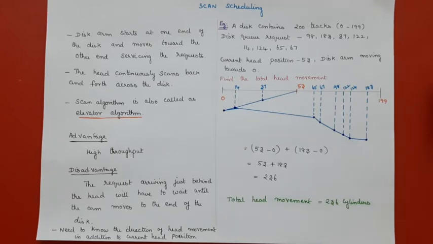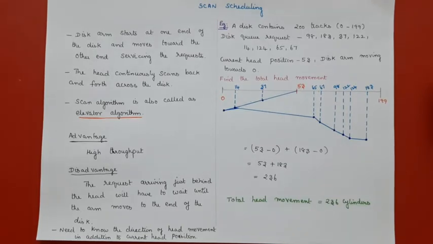We will see one example, and we will come to know how SCAN scheduling works. Let us take an example. I have a disk that contains 200 tracks, ranging from 0 to 199, and I have a disk queue of requests given here. The current head position is at 53, and I told you we need one more piece of information: it is given that the disk arm is moving towards 0.